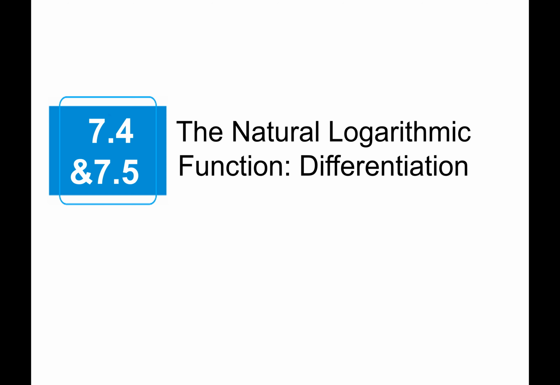Alright, so let's take a look at section 7.4 and 7.5. Let's take a look at natural logarithmic functions, and we're going to learn how to find the derivative of a natural logarithm function. So we're talking about y equal to ln of x. The same thing as ln of x is log with base e, x. And e is what we call Euler's number, approximately equal to 2.718.